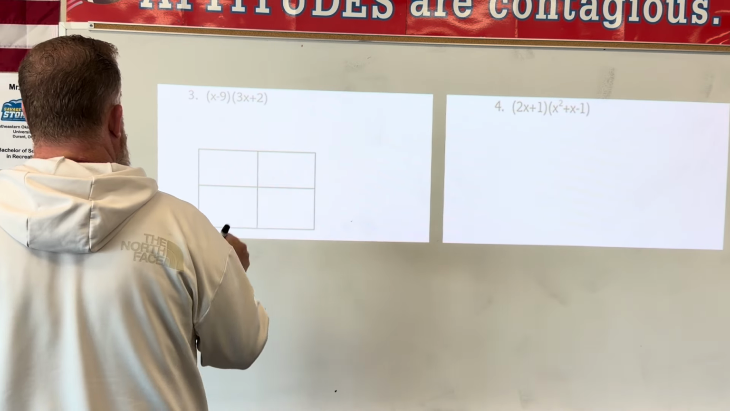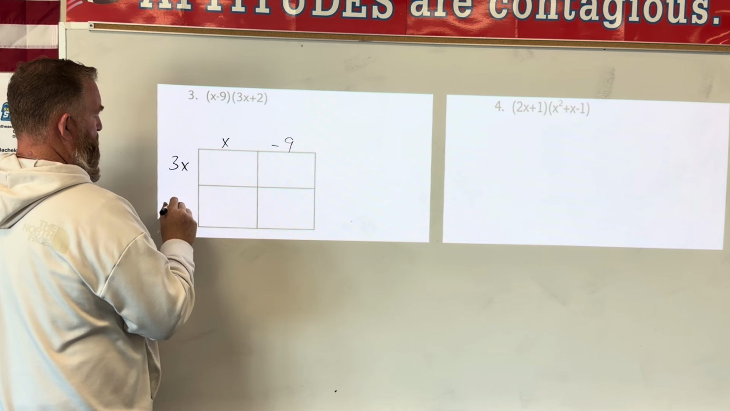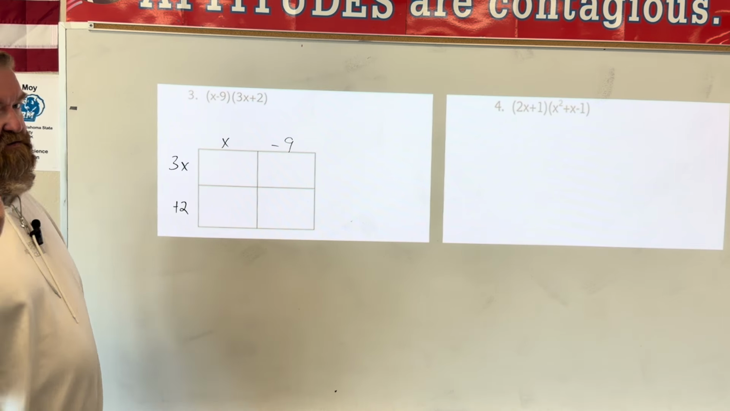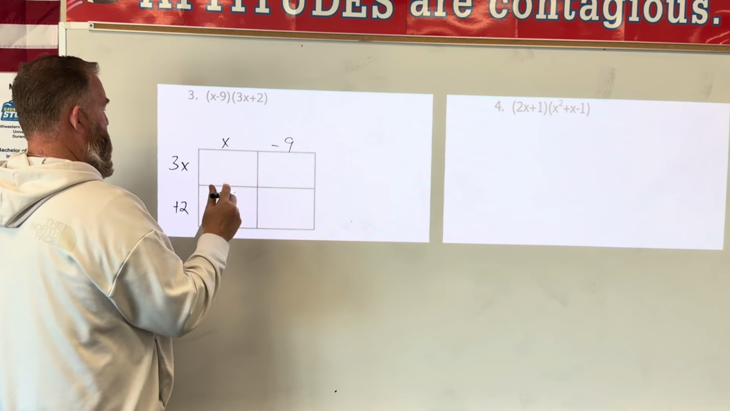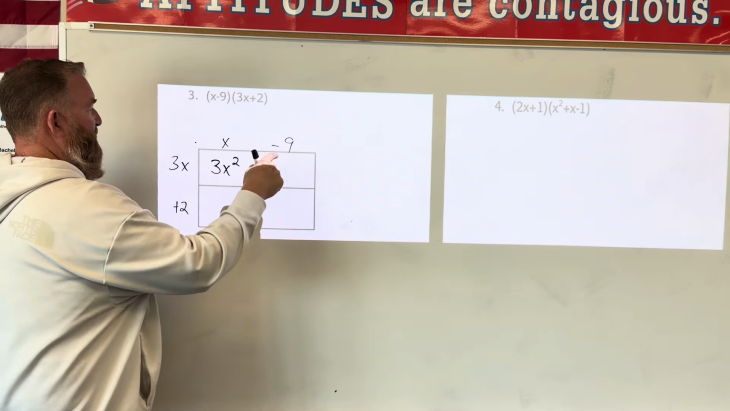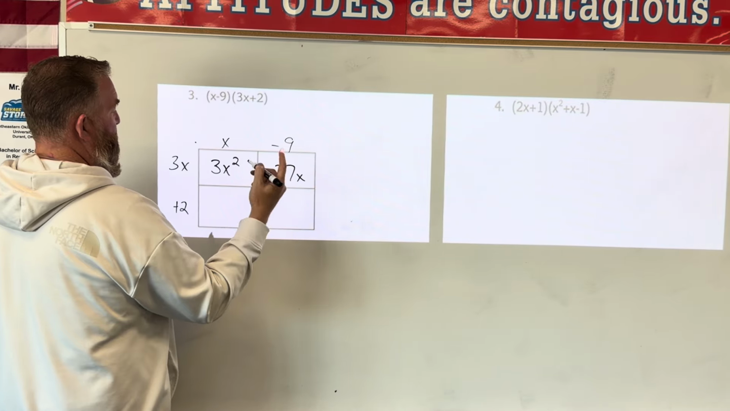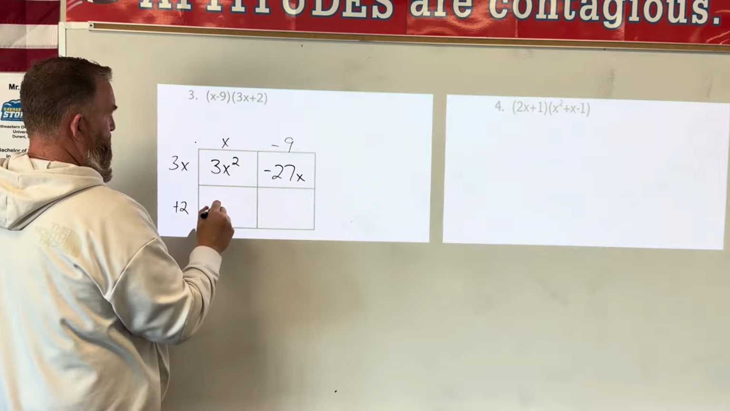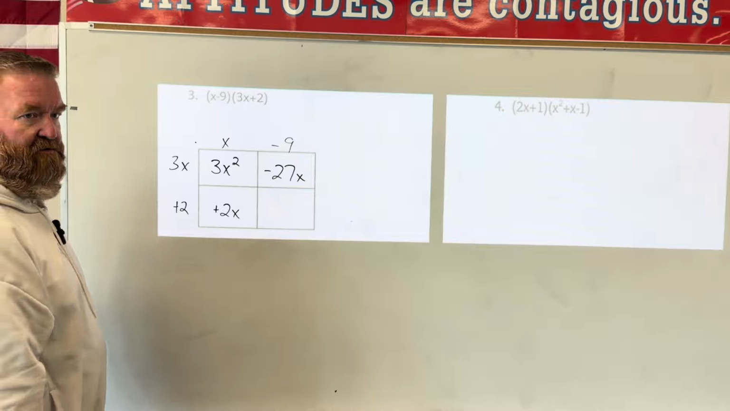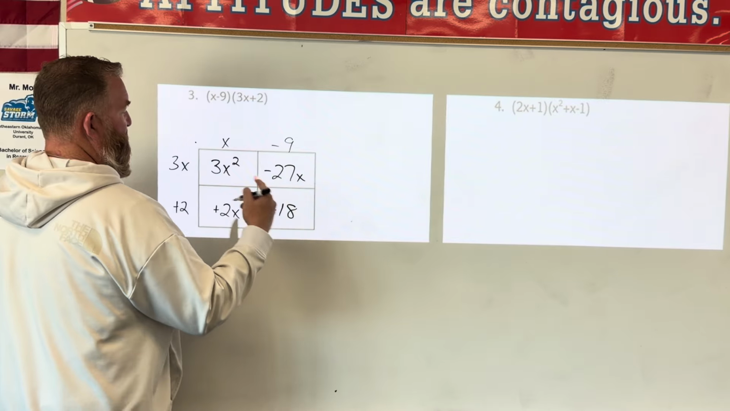All right, here we go. Let's do x minus 9 across the top, 3x plus 2. Again, if you did it the other way, not a big deal. The diagonals are just going to be flipped. What's 3x times x? 3x squared. Good. What is 3x times negative 9? Negative 27x. Good. What's 2 times x? Positive 2x. You don't have to put plus, but I'm going to for the sake of notes. Negative 9 times 2? Negative 18. Good.